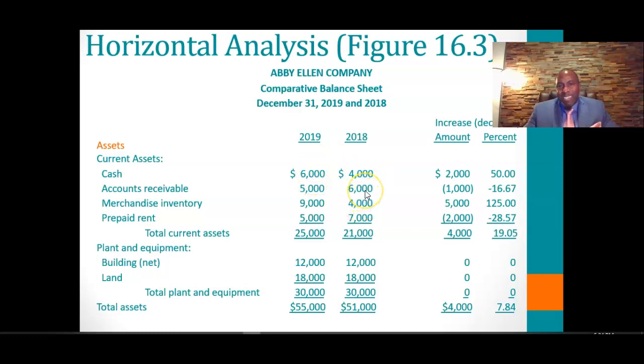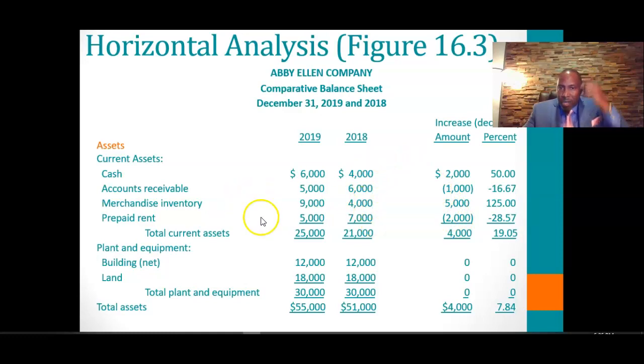Accounts receivable was $6,000 in 2018, $5,000 in 2019. Therefore, it decreased by $1,000. Again, using $6,000 as the base, the accounts receivable decreased by 16.67% from 2018 to 2019. So the numbers from the older year will be used as the base. Notice that for our plant and equipment assets, there wasn't any change. So all the change came from our current assets.